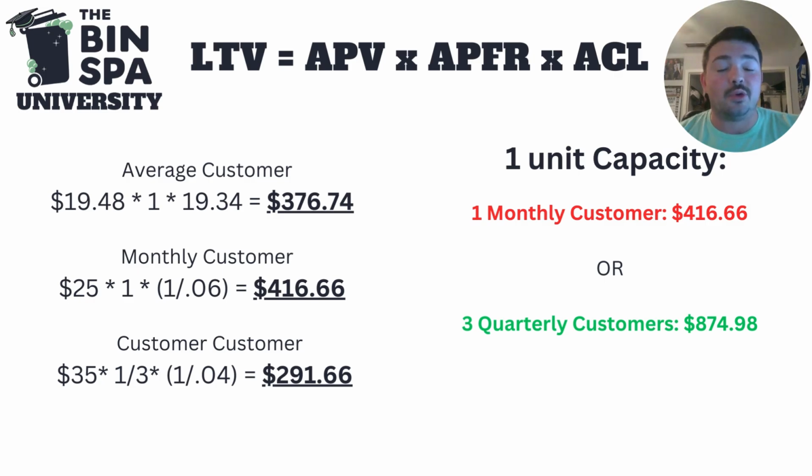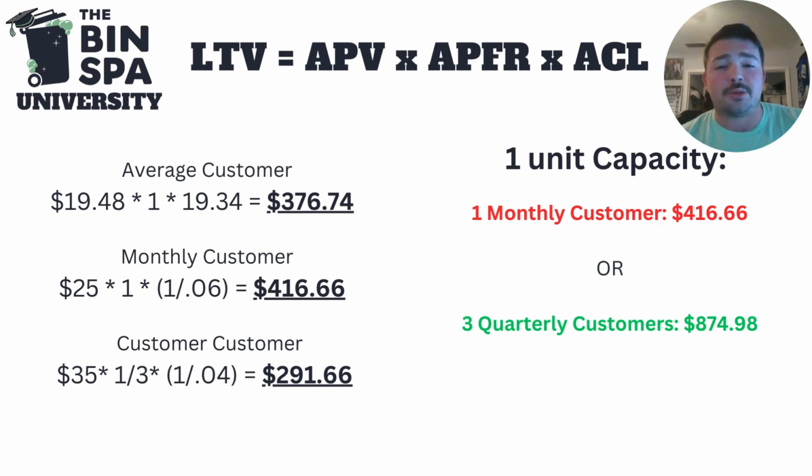So even though a quarterly customer is only worth $291 in the same unit of capacity, their lifetime value is actually $874.98. So now you see how we're taking different lessons, capacity and LTV, and using them together to find out business decision-making capabilities for what we want to do. Do we want that quarterly customer? Sure. Do we have plenty of capacity? Well, then it's probably easier to get 1 monthly customer than 3 quarterly customers.